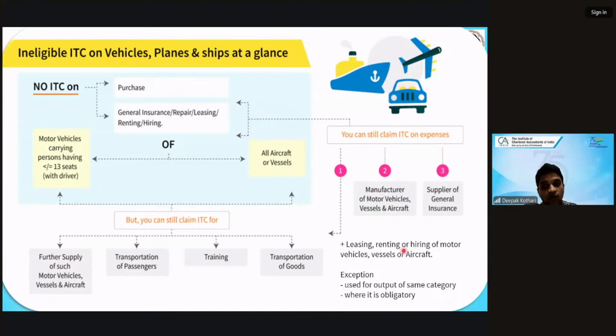Taxi car, is it claimable? No. Hiring of motor vehicles, renting. So what we are doing is hiring a car. That is why it is not claimable.